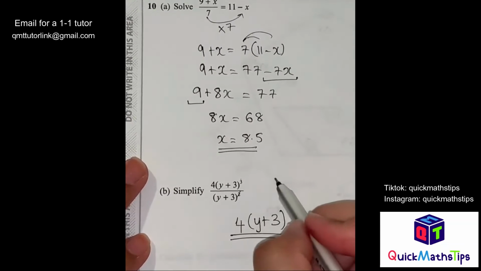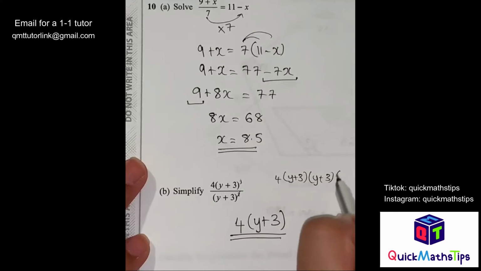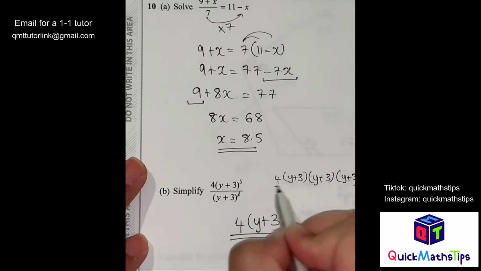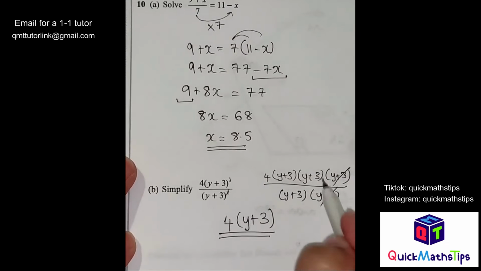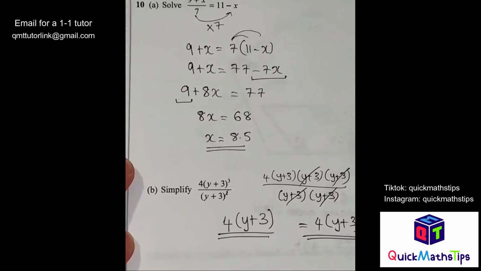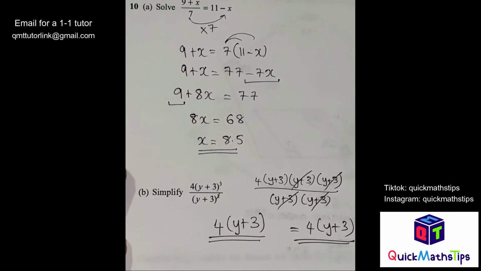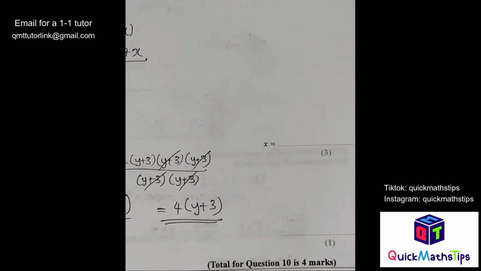So it's like this. So 4, y plus 3, y plus 3, and y plus 3, divided by this 2 at the bottom, y plus 3, y plus 3. So matching brackets from the top and the bottom cancel out. So these two cancel out. So you're literally just left with 4 bracket y plus 3 at the top, and you don't need to write 1 at the bottom. Okay? That's it. The top question was 3 marks and the bottom question was 1 mark.